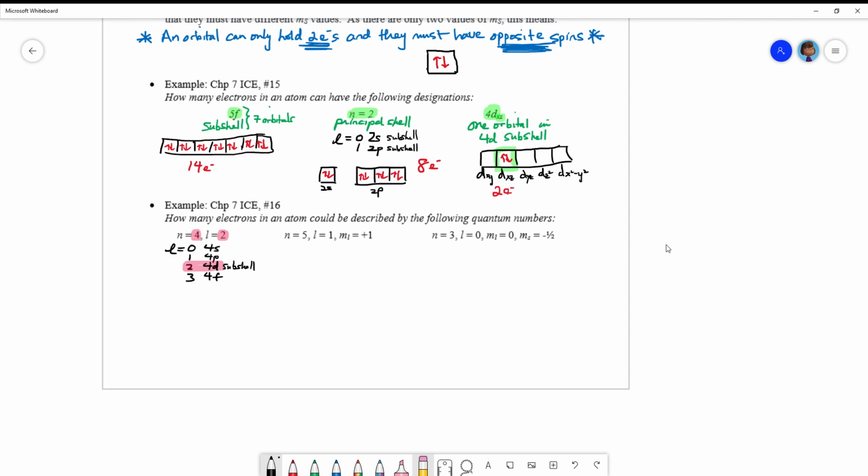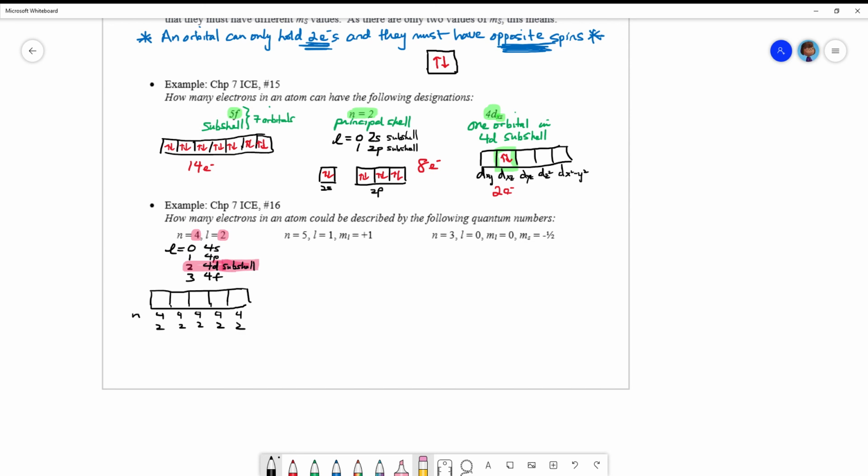Now, if we're talking about the 4d subshell over here, that's what n equals 4, l equals 2 is telling us. How many orbitals are in the 4d subshell? Well, every d subshell has 5 orbitals. So this 4d subshell is composed of 1, 2, 3, 4, 5 orbitals. Okay? And every one of these 5 orbitals has n equals 4 and l equals 2.